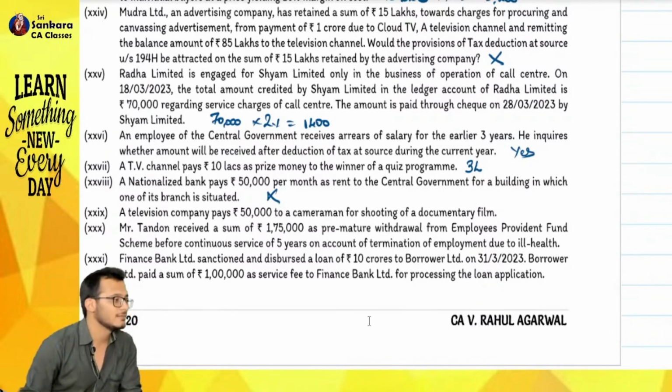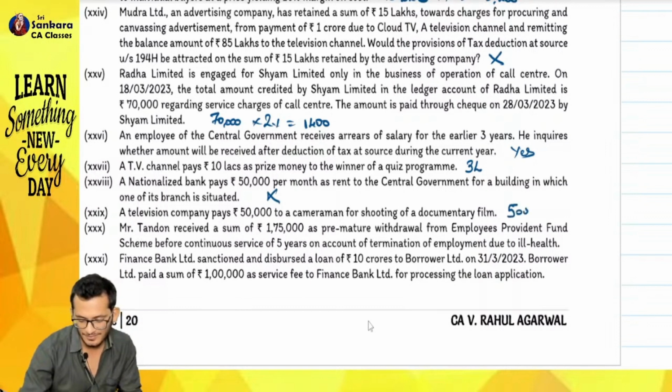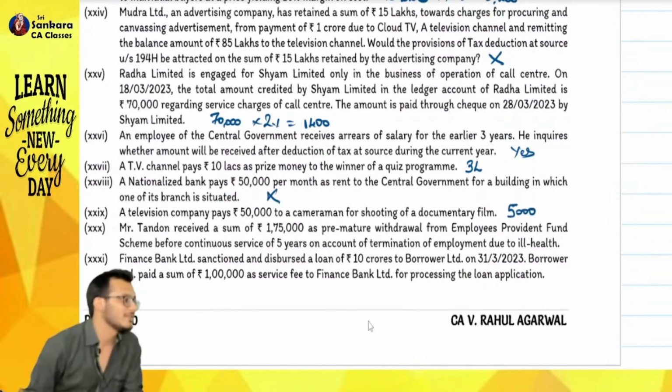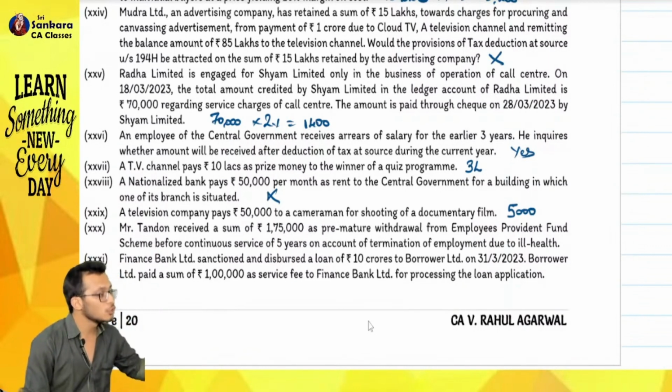194J, 10%. You are paying for his services of camera. I am not talking about shooting of cinematographic films. Shooting of cinematographic films is 2%. This is you shooting the film.